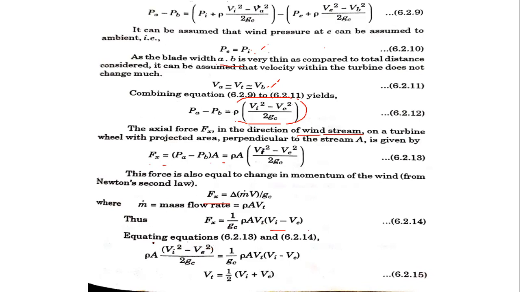So equating equations 6.2.13 and 6.2.14, these two are axial forces only, so we equate the left hand sides. The first equation is rho A into Vi square minus Ve square by 2gc, and the second equation is 1 by gc, rho A Vt into Vi minus Ve. So finally we get Vt is equal to half of Vi plus Ve.